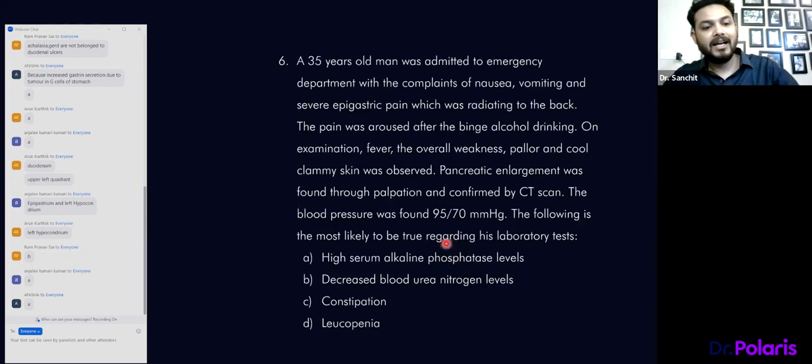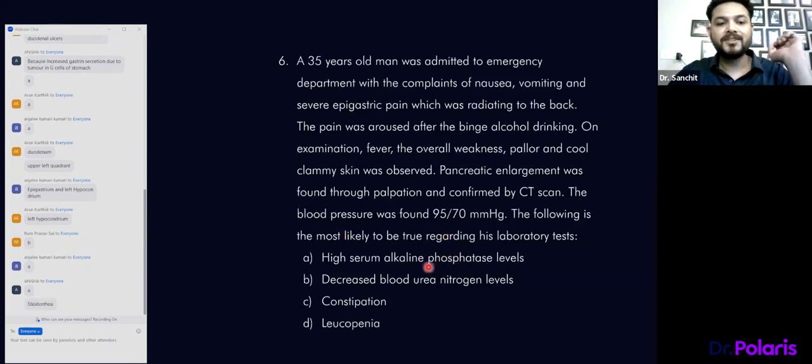Come on, any one of you. How will the stools be? Steatorrhea, absolutely, Anisha. There will be steatorrhea. Why? Because pancreatic lipase activity is not happening.